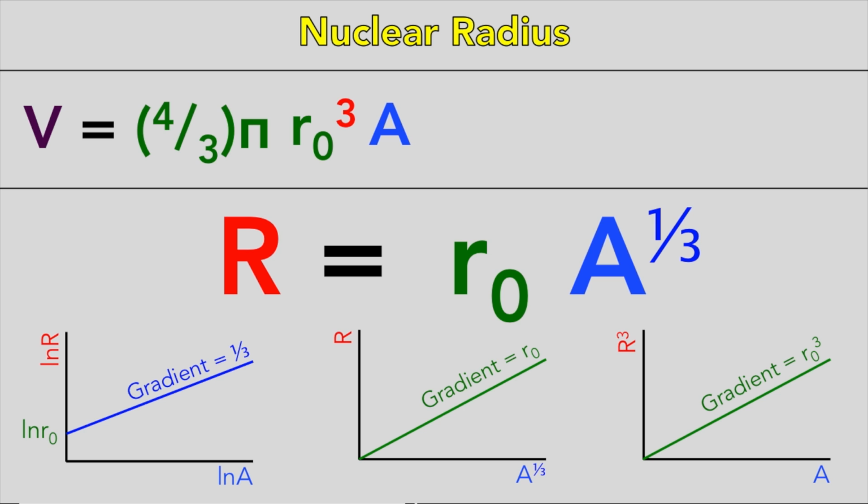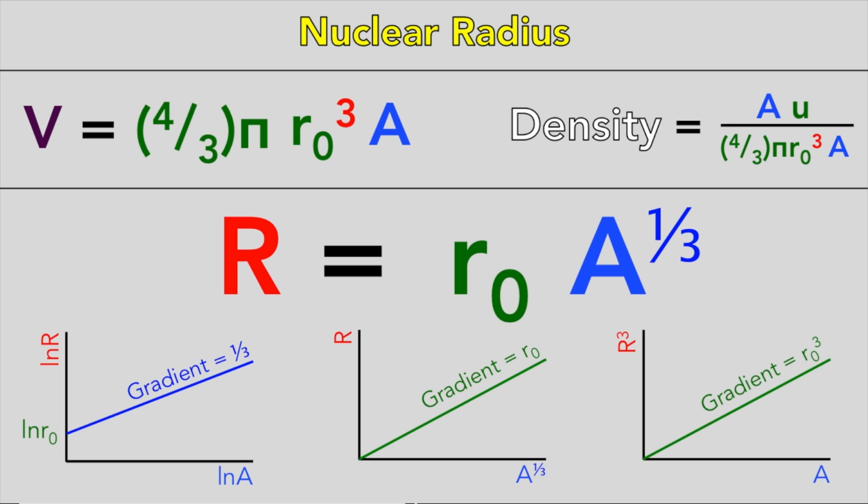Now, you should know by now that density is mass divided by volume, and here the mass is A u, where u is 1.661 times 10 to the minus 27 kilograms, or just the atomic mass unit. Therefore, density is A u divided by 4/3 pi R naught cubed A. The A's cancel out, leaving u over 4/3 pi R naught cubed, which is just 3u over 4 pi R naught cubed, which, if you must know, is about 3.4 times 10 to the 17 kilograms per metre cubed.